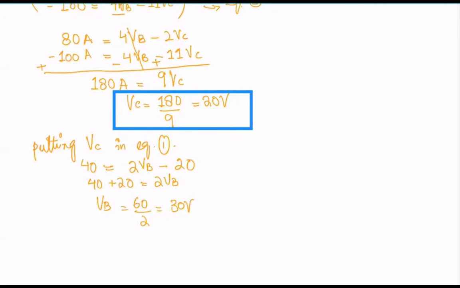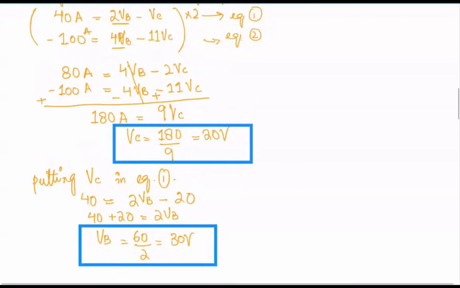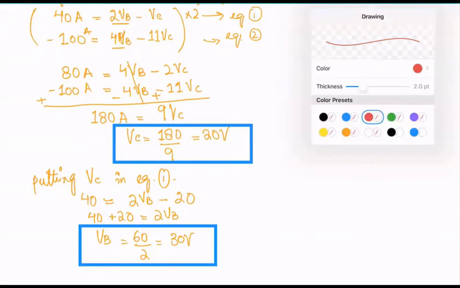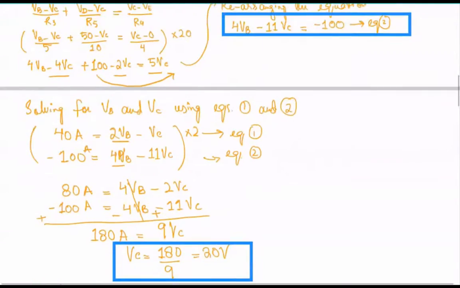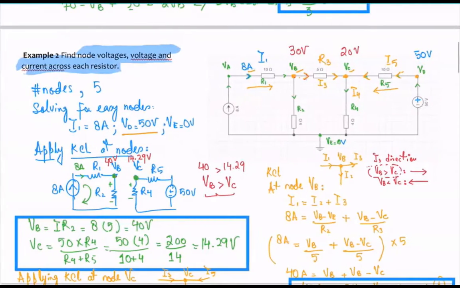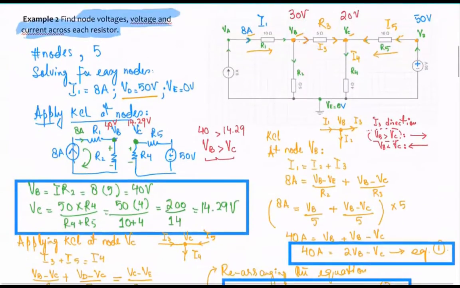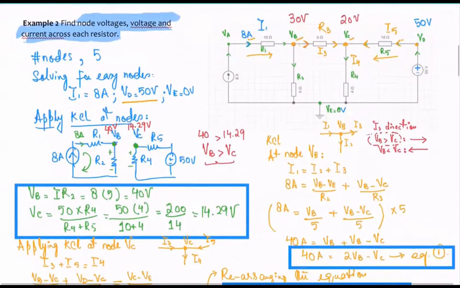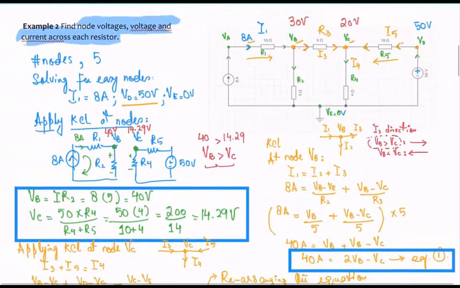Okay, sweet, we're getting close now. So we have VB now and VC now. We can go ahead and put that information on our circuit. VC here is going to be 20 volts. VB is going to be 30 volts right here. Okay, all right. We can now find out the current here, the I2.